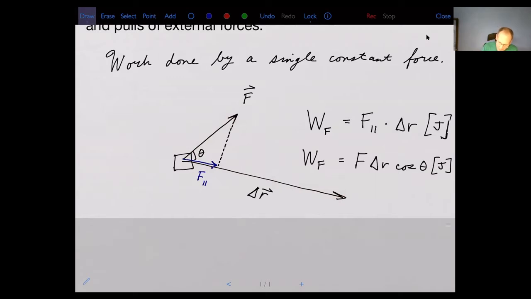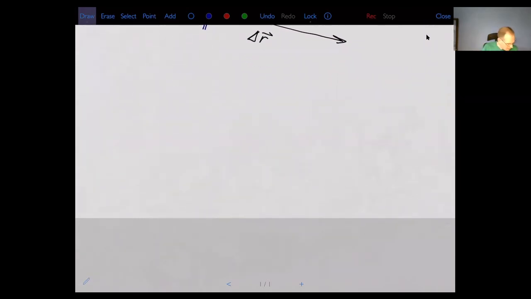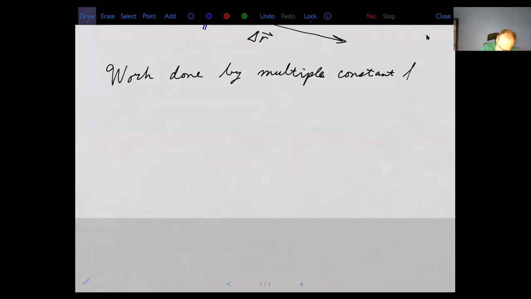What if we have multiple forces acting on the object? So what's the work done by multiple forces? So work done by multiple, and we'll assume they're constant forces. So multiple constant forces.